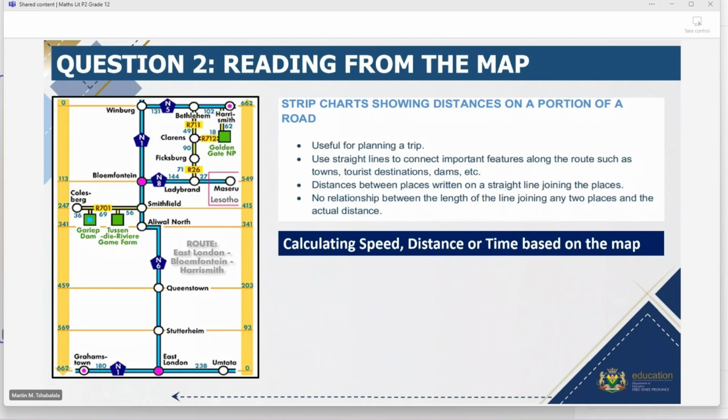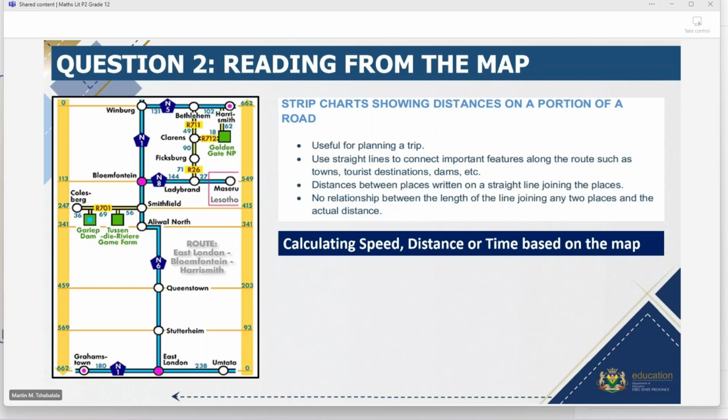Use straight lines to connect important features. You can see the straight lines, those blue ones, the yellow ones, along the route such as towns, tourist destinations, dams, etc. Distance between places is written on a straight line joining the places. No relationship between the length of the line joining any places and the actual distance. All right, that one is not so important. But let's make an example.